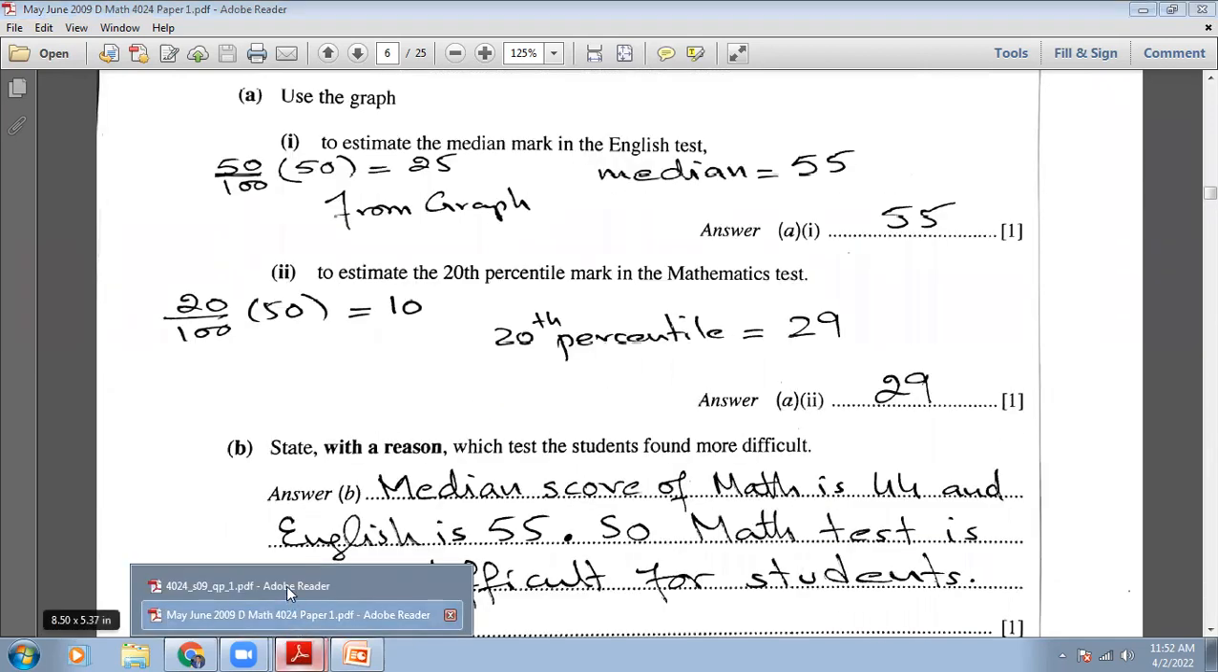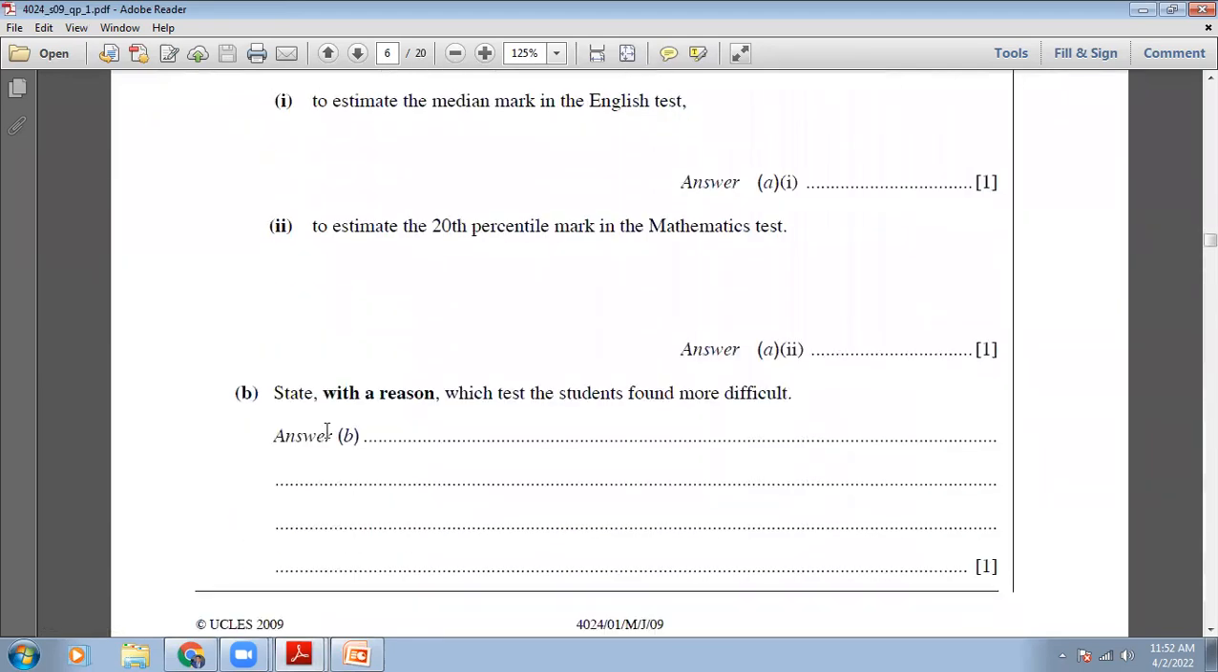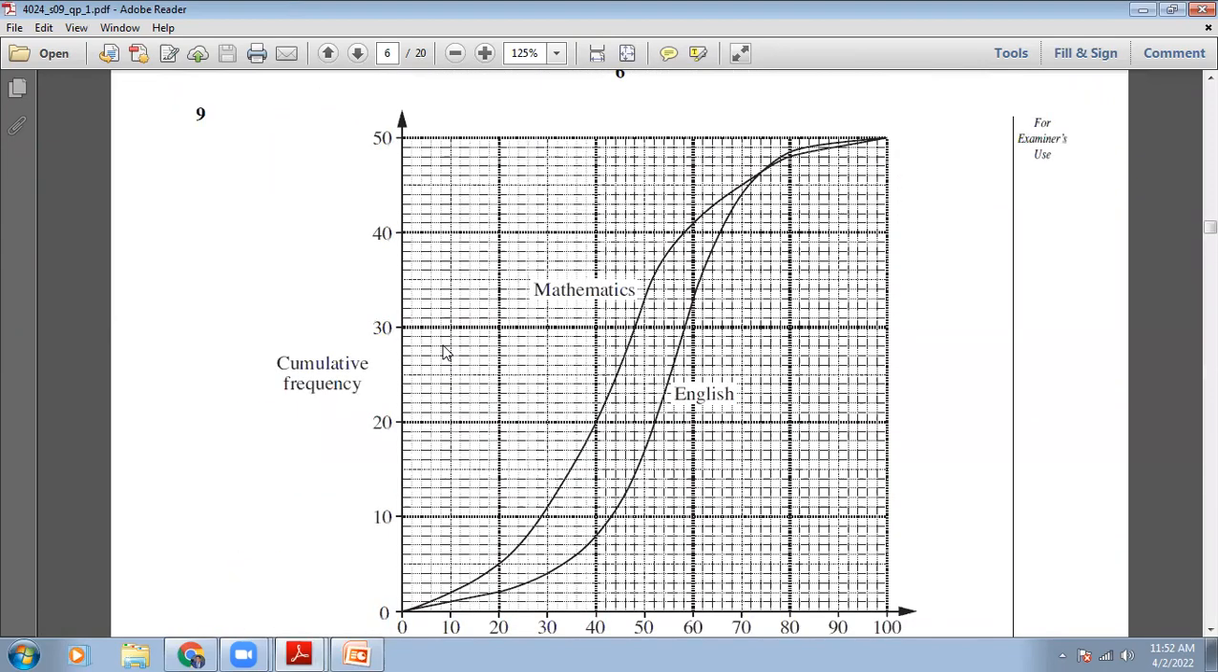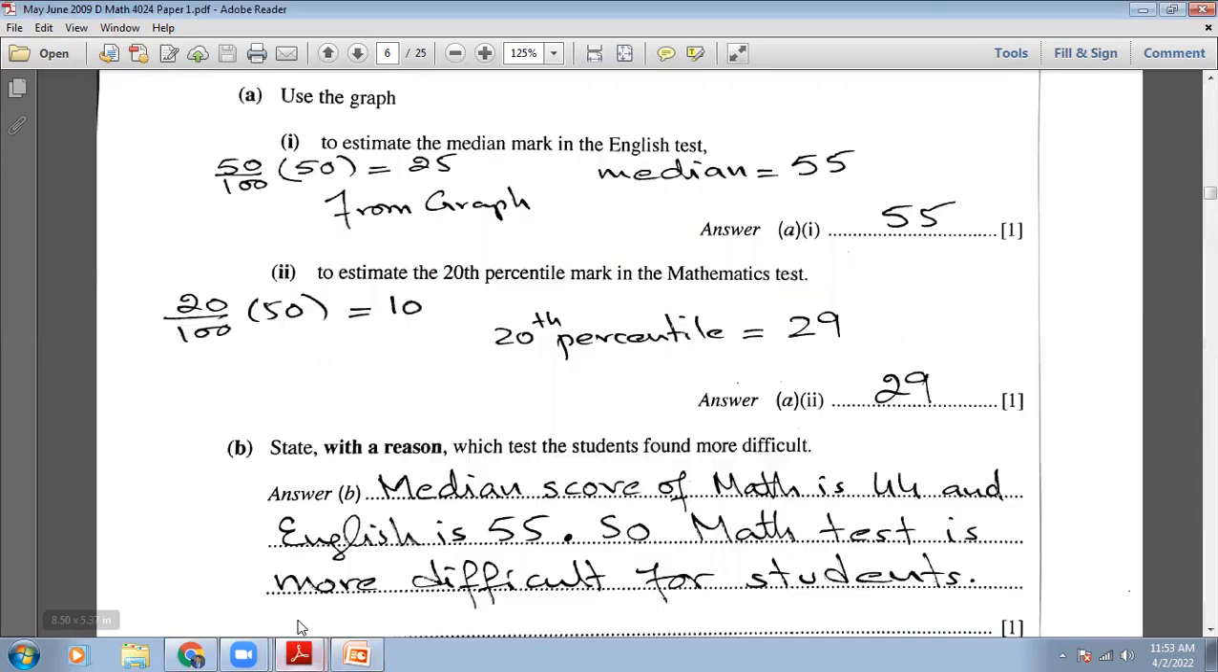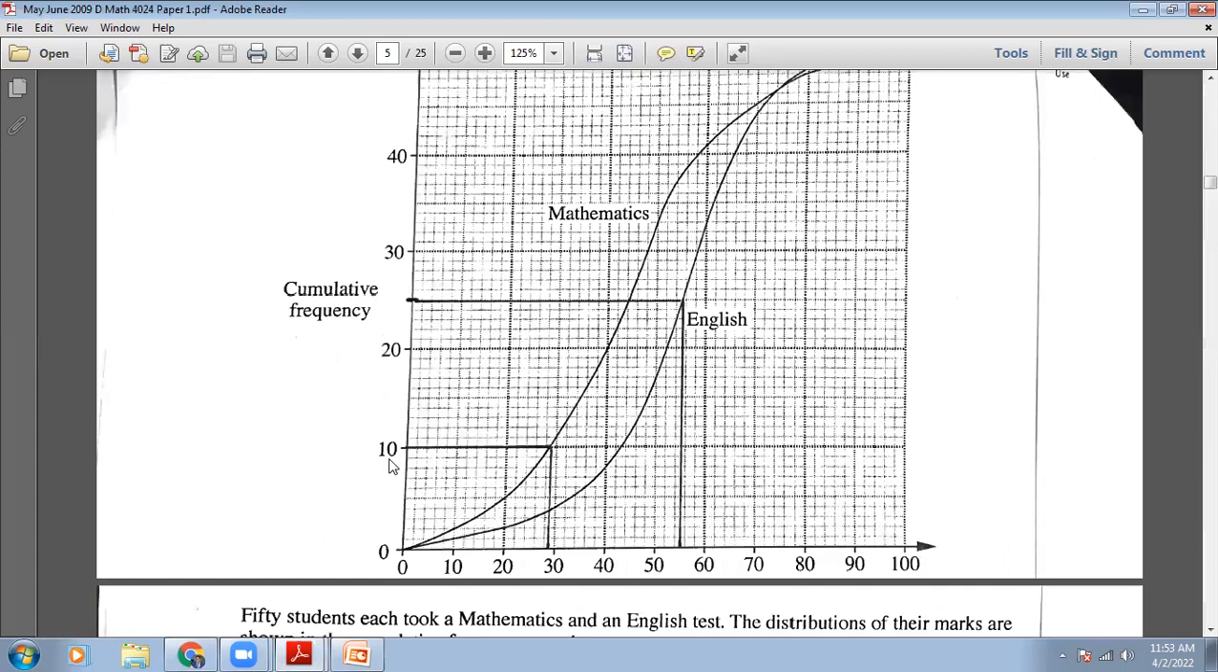Then their question is, let me show you from the question paper, to estimate the 20th percentile mark in the mathematics test. So if you want to find the 20th percentile, that means 20% of the cumulative here. The cumulative frequency for the mathematics, the total is 50, and we will find 20% of 50, that is 20 by 100 multiplied by 50. So whatever the answer is, you go to the y-axis, find that number, go to the graph, and below that check the value on the x-axis. So let me show you.